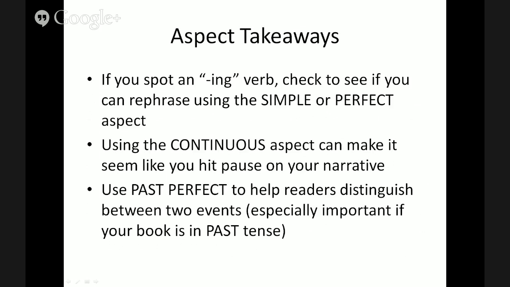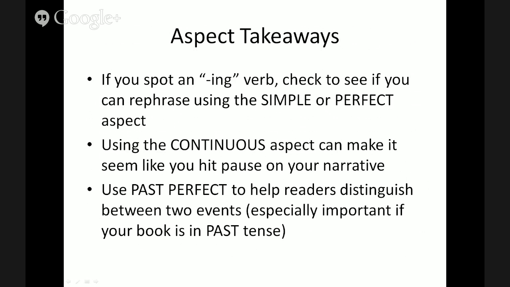All right, so what you should take away from aspect. If you spot something with ing in a verb, check to see if you can rephrase it. I can't stress this enough, because using the continuous aspect, whether it's just straight continuous or perfect continuous, can make it seem like you hit pause on your narrative. You hit pause and you say, this is happening, this is happening, this is happening, and then you hit play again and your narrative continues. So if you don't want that pause effect, sometimes it's okay. If you use it as it's supposed to be used, you're okay, but you don't want your narrative to feel like you have to hit pause and the story completely halt while you describe what's going on and then continue.